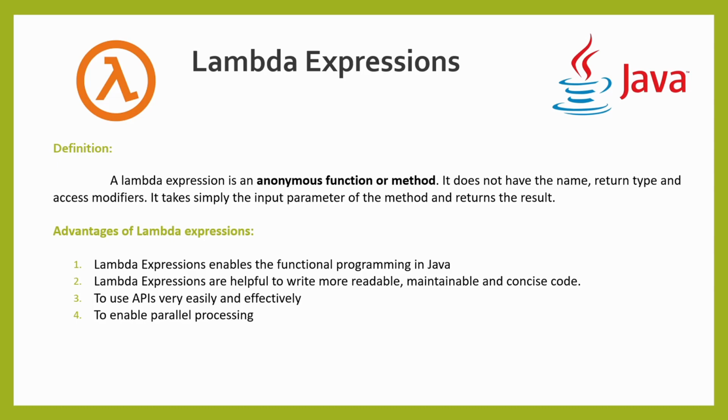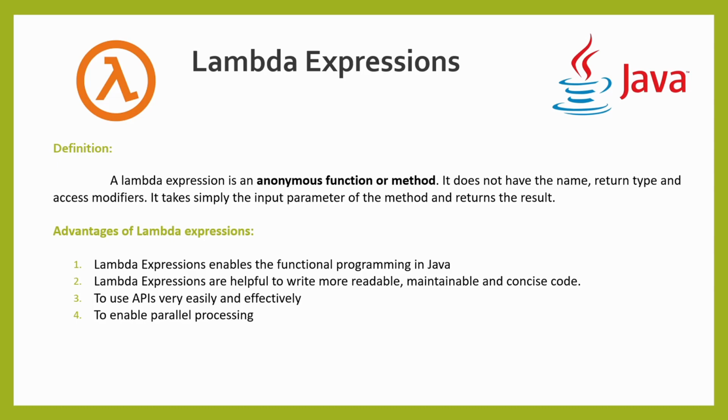First we will see the lambda expression. A lambda expression is an anonymous function or method. It does not have a name, return type, or access modifier. It simply takes the input parameters of the method and returns the results.